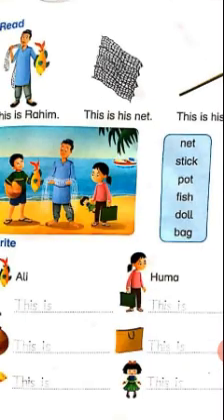Now beta open page number 59 and look at the heading READ, read. First we will read these sentences. Now look at the first picture. This is RAHIM, Rahim. This is the picture of Rahim and he is a fisherman because he is holding a fish and a net. This is his net, N-E-T, net.